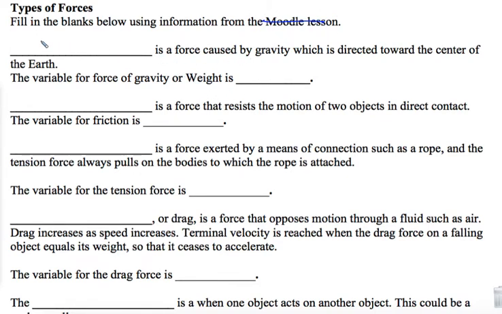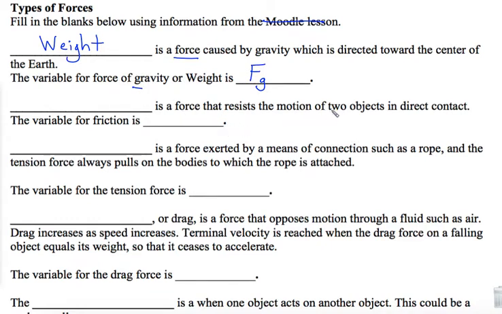The force caused by gravity, we call that weight. So weight and mass are going to be different because weight is a force caused by gravity. It's always directed toward the center of the earth or whatever is causing the gravity. The variable for the force of gravity or weight is F sub g. Sub means small, so we got the big F for force and the small g for gravity.